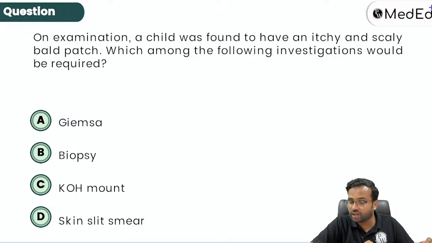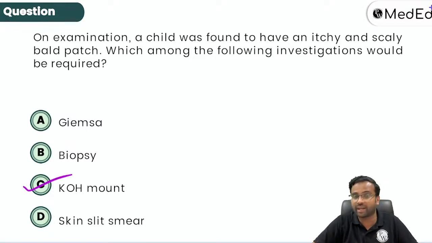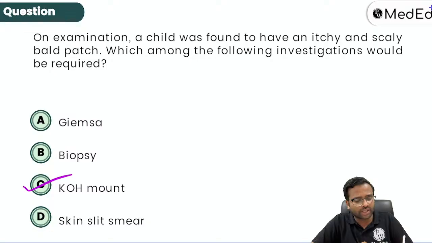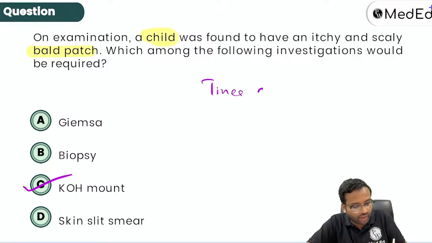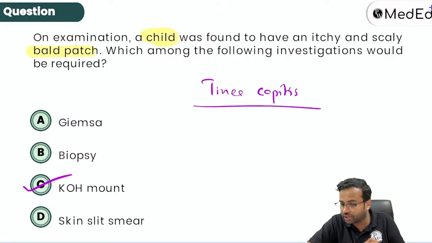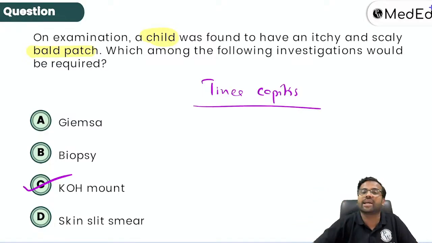I'm so glad to see a lot of correct answers in the chat box here. Excellent thinking, good clinicians. So this should be a KOH mount, right? Whenever you're dealing with a child who has a bald patch, you know that tinea capitis is very common in children. Whenever you find any signs of an itchy and scaly scalp in a child, we are not directly jumping into a biopsy. We don't do a skin slit smear and all. So here the best answer should be a KOH mount because we suspect tinea capitis.